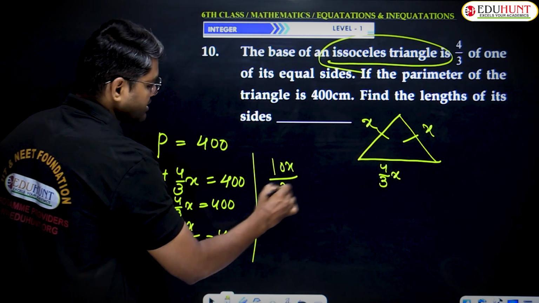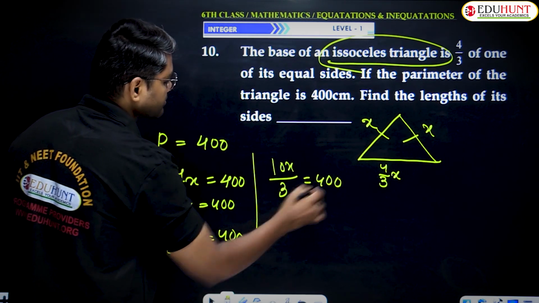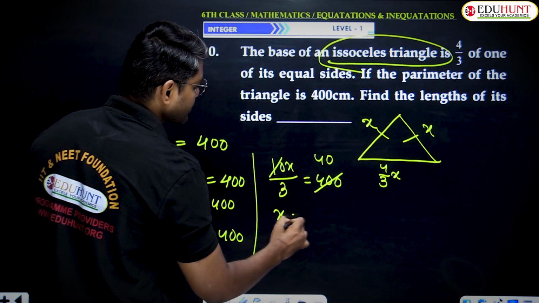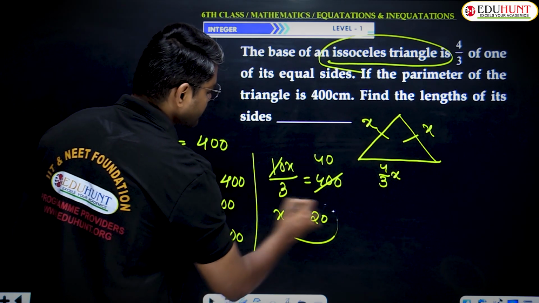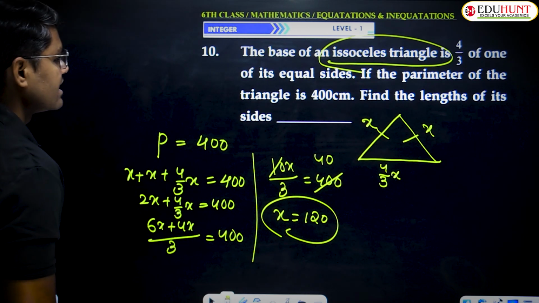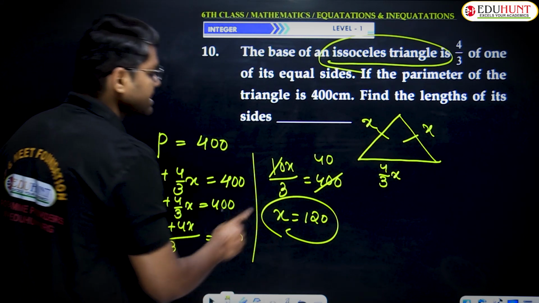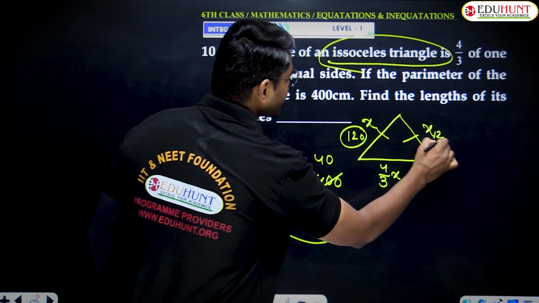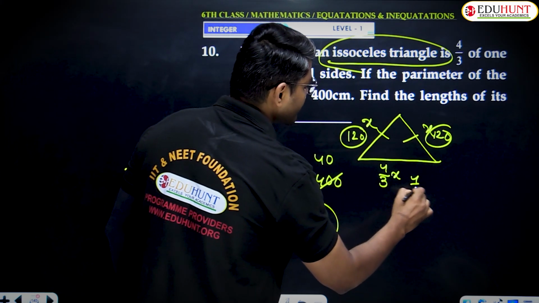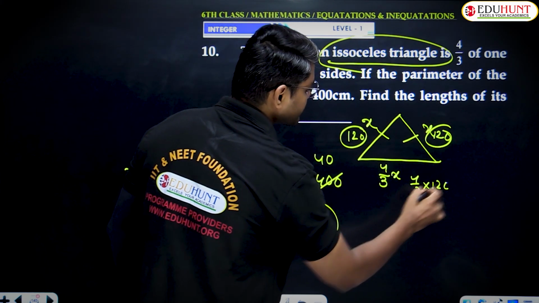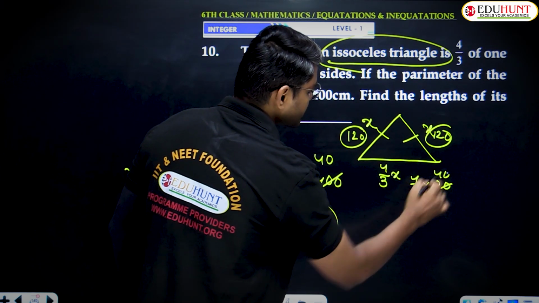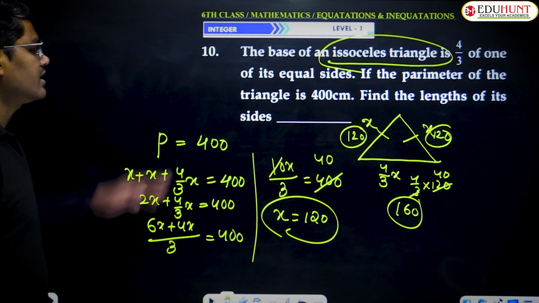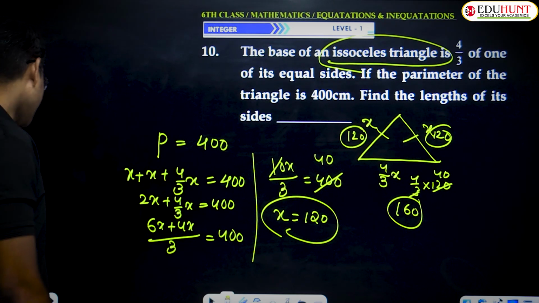10x by 3 is equal to 400. 10 ones are 10, 40s are 400. x is equal to 120. So, find the lengths of its sides. x is equal to 120. This is 120. This is also 120. This is 4 by 3 into 120. That is 160. These are the sides of the triangle. Okay. Let us see the next one.